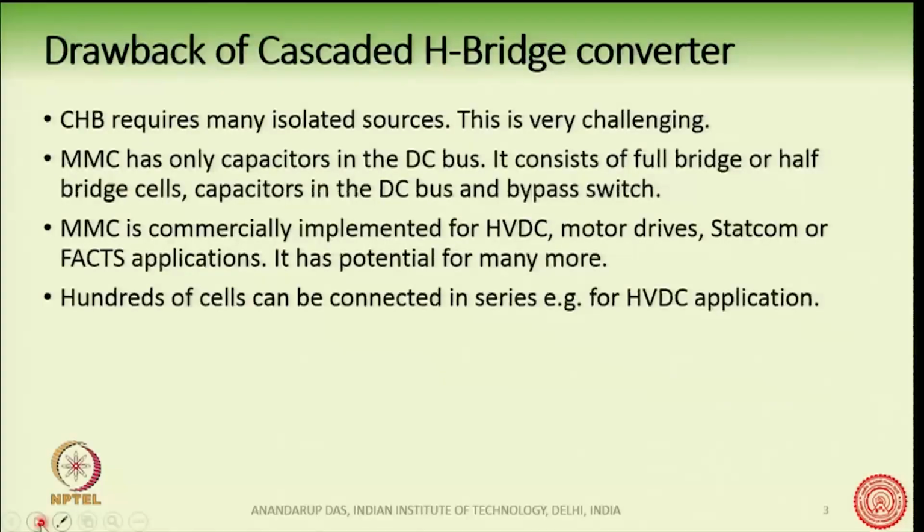The MMC has only capacitors in the DC bus, and the cell structure of the MMC consists of either a half bridge or a full bridge. Like the CHB, it also has a bypass switch. So if one of the cells is faulty, it is possible to bypass the faulty cell and still run the converter without shutting down the entire converter. You can bypass the faulty half bridge or full bridge cell and continue to run.